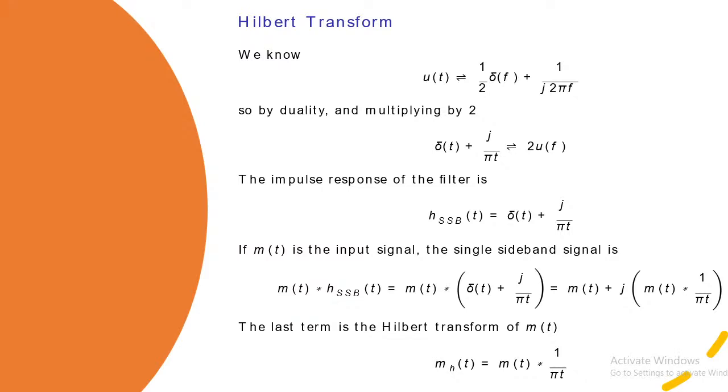Taking that convolution, m(t) convolved with delta(t) is m(t). m(t) convolved with j/(pi t) remains as j times m(t) convolved with 1/(pi t). That is what we have to find out. This last part, m(t) convolved with 1/(pi t), is called the Hilbert transform of m(t). So the last term is the Hilbert transform of m(t), denoted m_h(t).